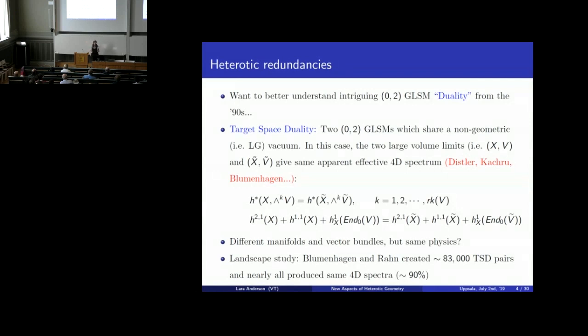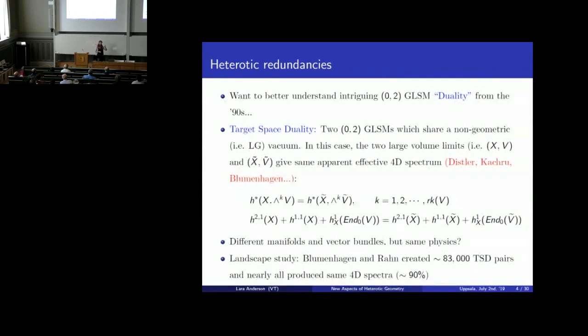This had to do with some technical issues of how they implemented their scan. They weren't able to guarantee that the bundles were stable, i.e. they solved the supersymmetry conditions, and they didn't check the full vacuum structure of the GLSM. But subject to the way that they were able to implement this, it seems that this prescription that I'm about to tell you about is a way of generating different heterotic geometries that give the same physics, just at the level of a GLSM.